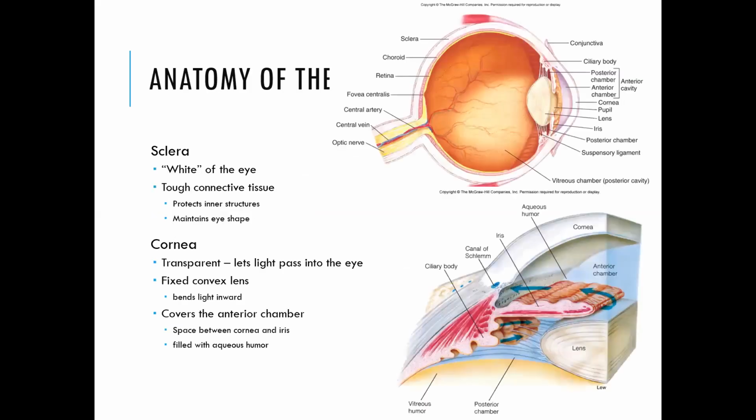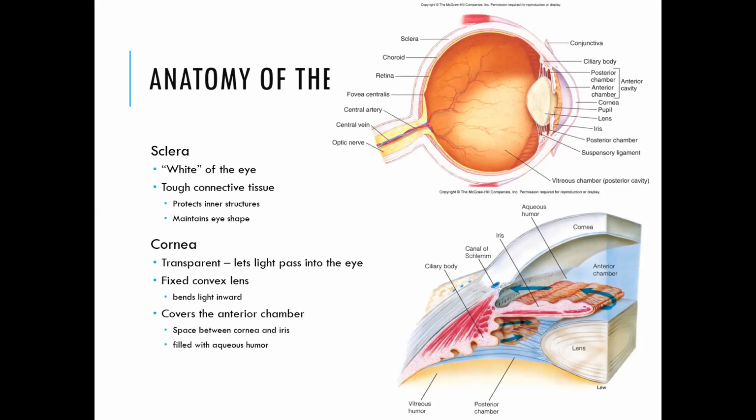So just a bit on the anatomy of the eye. You're seeing on your diagram at the top the major parts that make up the eye organ. We just discussed some of those major parts. The sclera is the white of your eye. It's made up of tough connective tissue, and it helps to protect the inner structures as well as maintain the shape of your eye. Then you have your cornea.